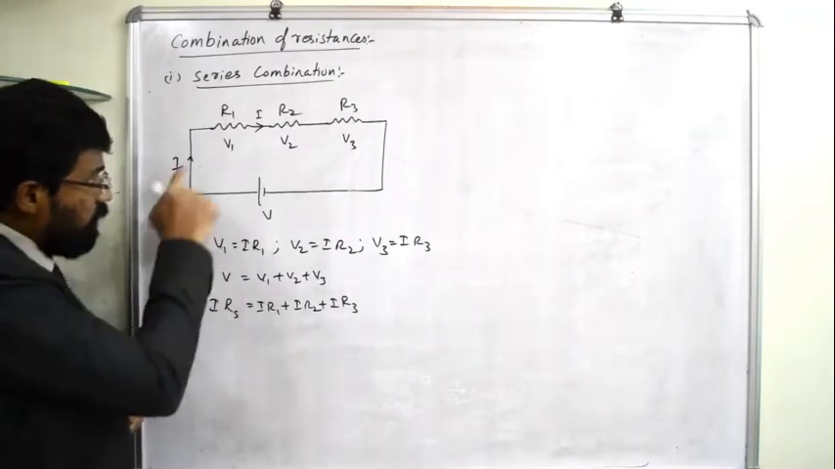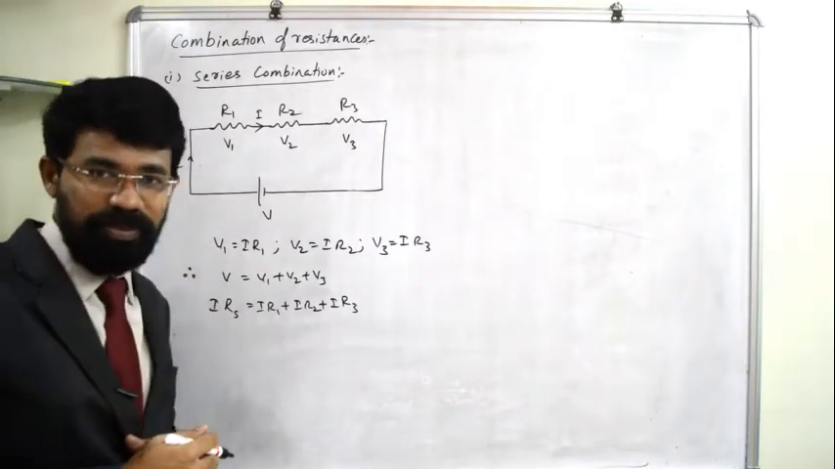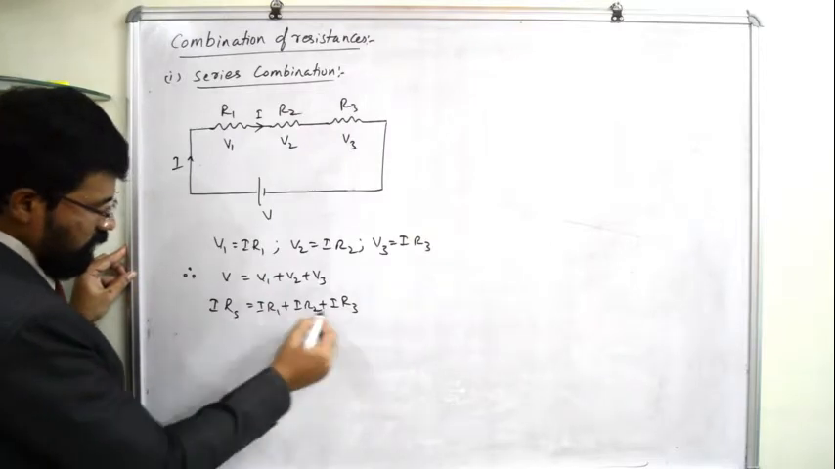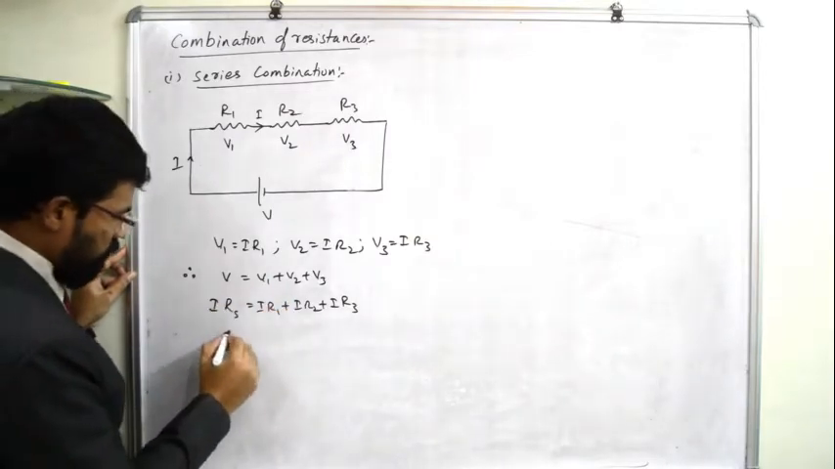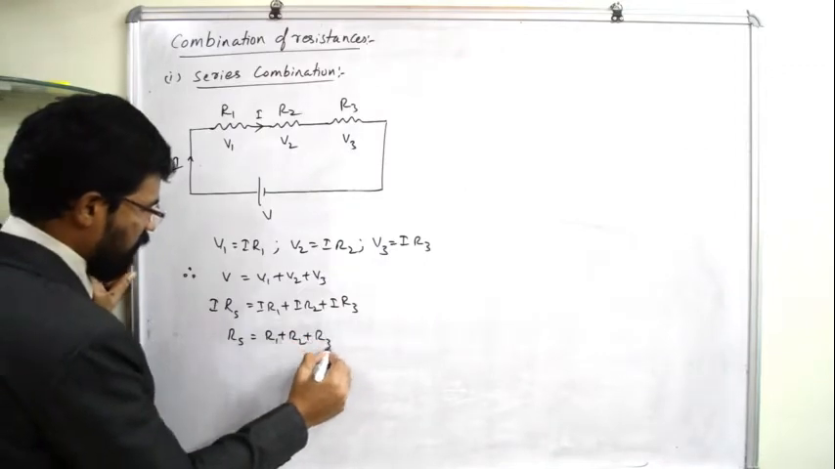This I is the total current flowing through this one. When you multiply these total values, you will get the total potential drop, isn't it? Now see, on the RHS side and on the LHS side, I is common, right? You can cancel it out, and what you will get finally? Rs is equal to R1 plus R2 plus R3.